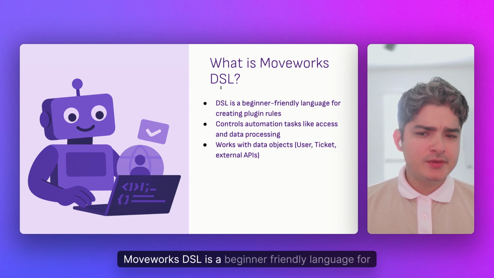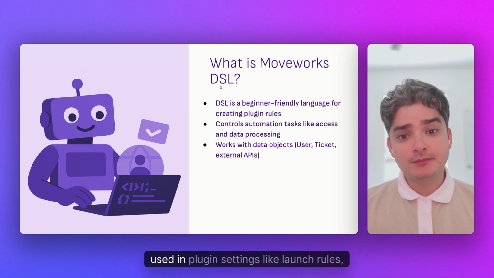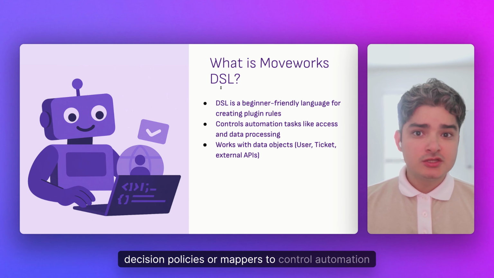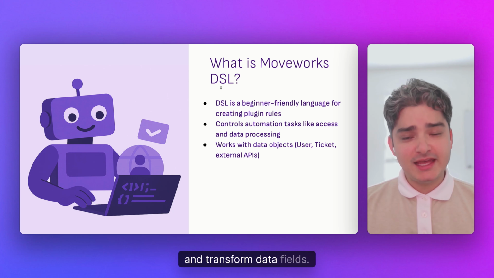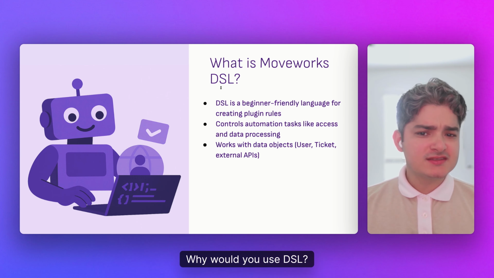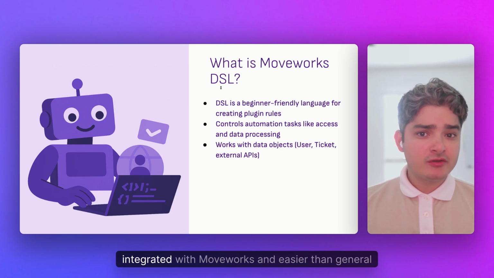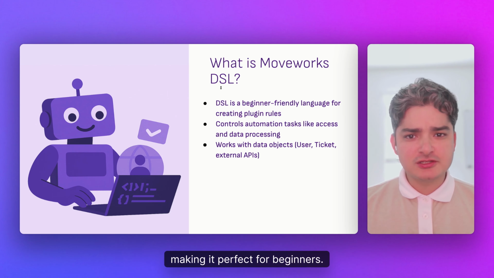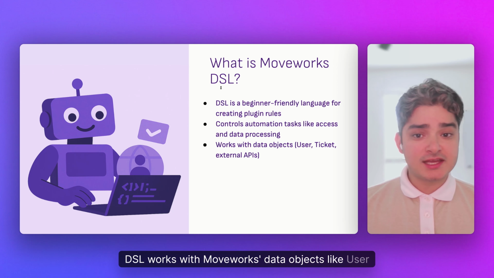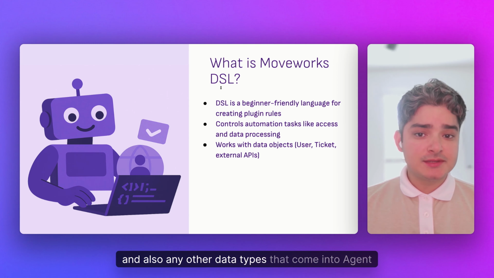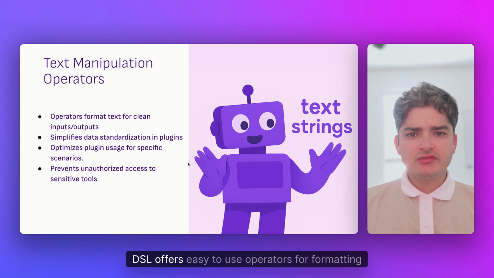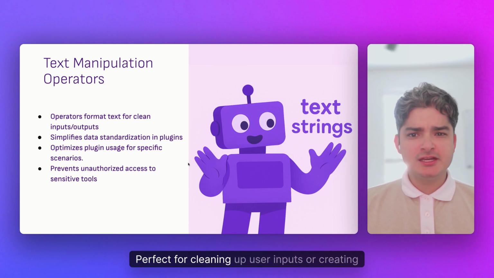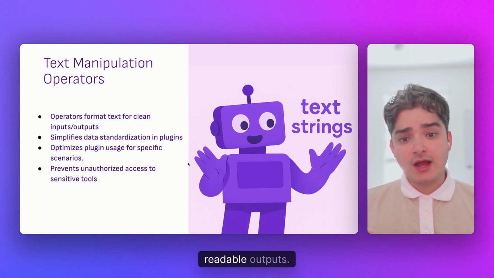Moveworks DSL is a beginner-friendly language for writing rules using plugin settings like launch rules, decision policies, or mappers to control automation and transform data fields. Why would you use DSL? Because it's fast, integrated with Moveworks, and easier than general coding languages, making it perfect for beginners. DSL works with Moveworks data objects like user and also any other data types that come into Agent Studio. DSL offers easy-to-use operators for formatting and manipulating text, perfect for cleaning up user inputs or creating readable outputs.